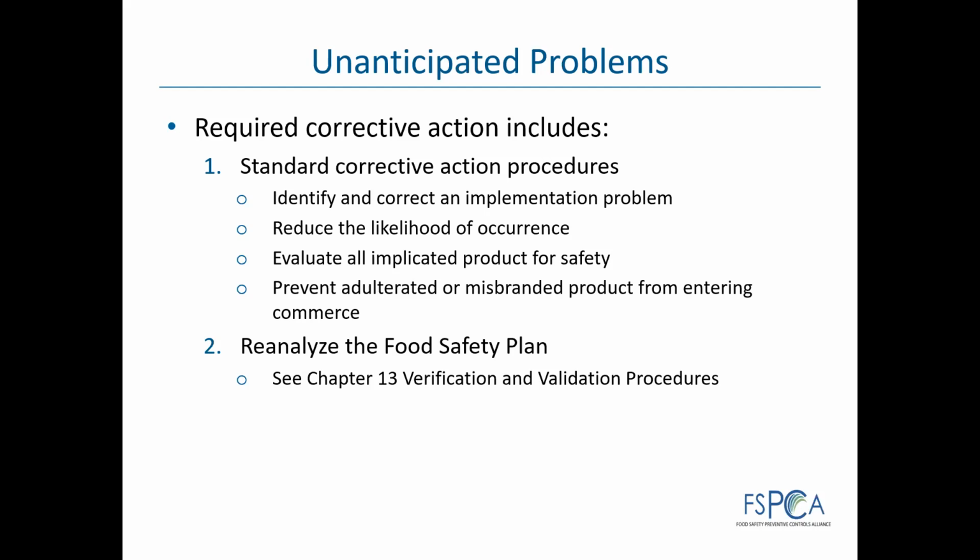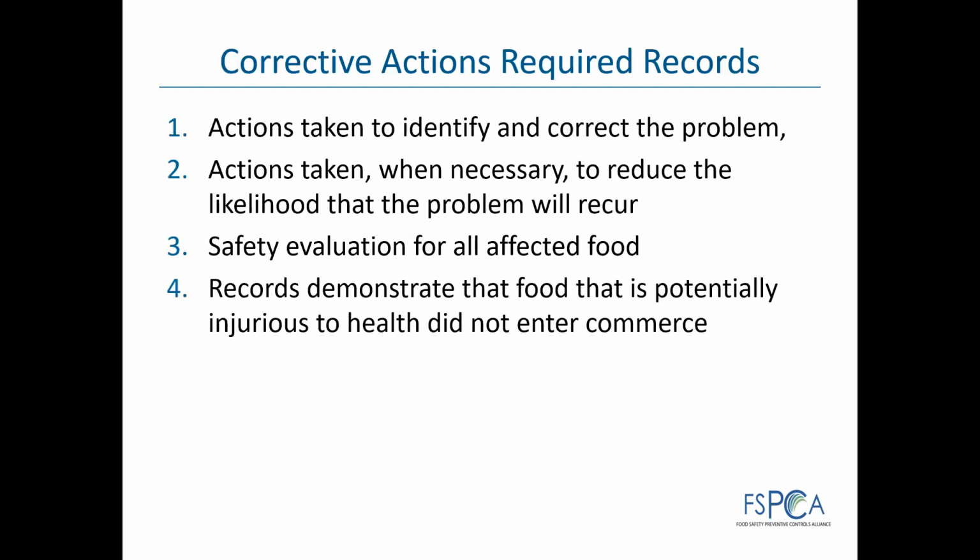We're not going to cover that today. That is going to be in chapter 13, the verification and validation procedures. Okay, the last thing we want to talk about is the corrective action required records. We need to record the actions taken to identify and correct the problem, and the actions taken when necessary to reduce the likelihood that the problem will reoccur. We already mentioned that you have to look at the historical corrective actions and reevaluate them if possible.